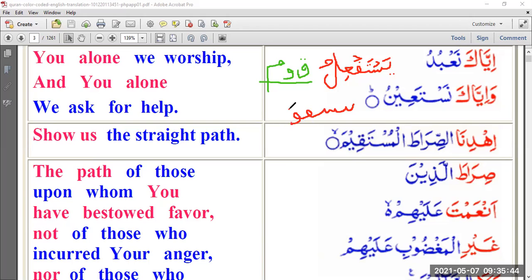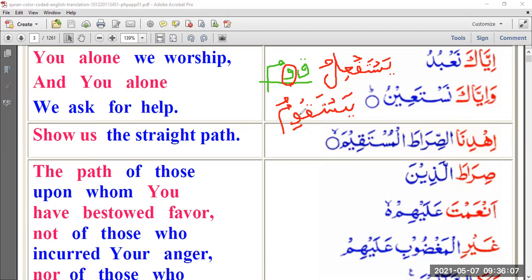Yastafilu, istaqwama, yastaqwimu. And then we will do the treatment, because the harf illat is there, this waw, so we need to give a treatment. What is the treatment?